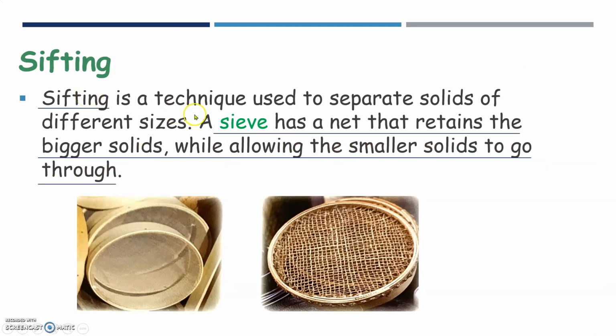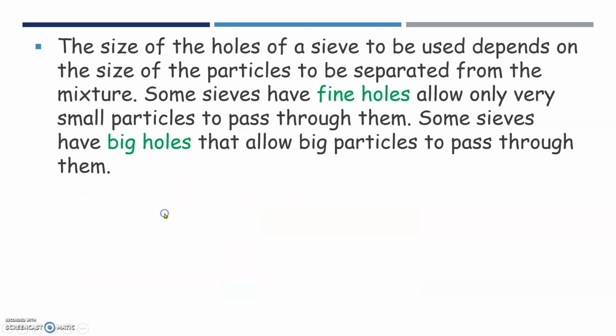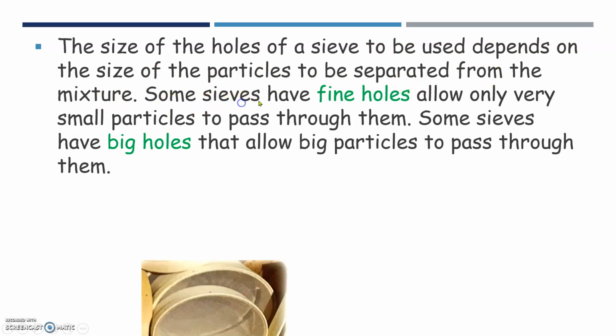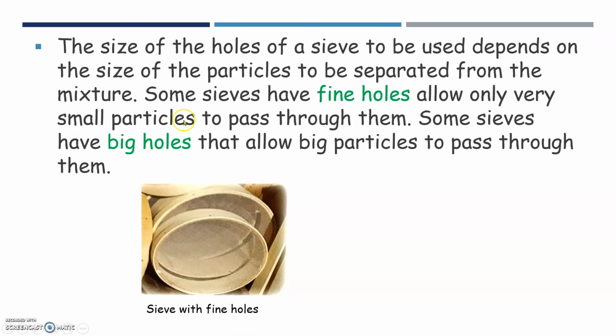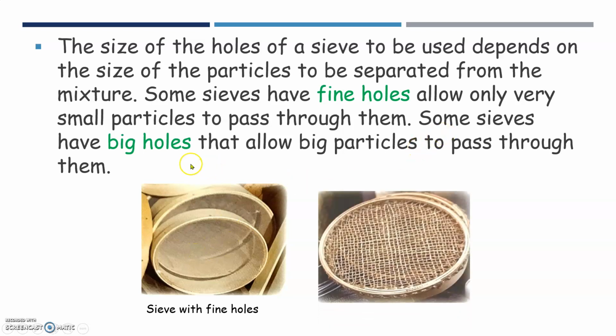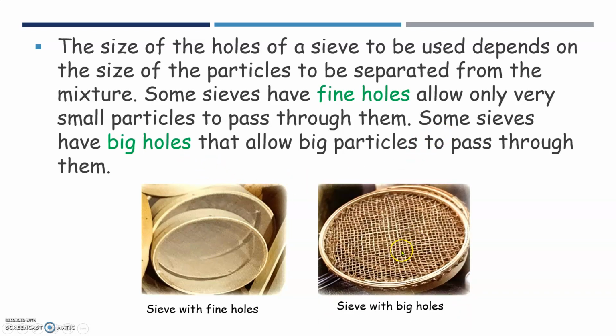Sifting is a technique used to separate solids of different sizes. A sieve has a net that retains the bigger solid while allowing the smaller solids to go through. The size of the holes of a sieve to be used depends on the size of the particles to be separated from the mixture. Some sieves have fine holes, allowing only very small particles to pass through them. Some sieves have big holes that allow big particles to pass through them.